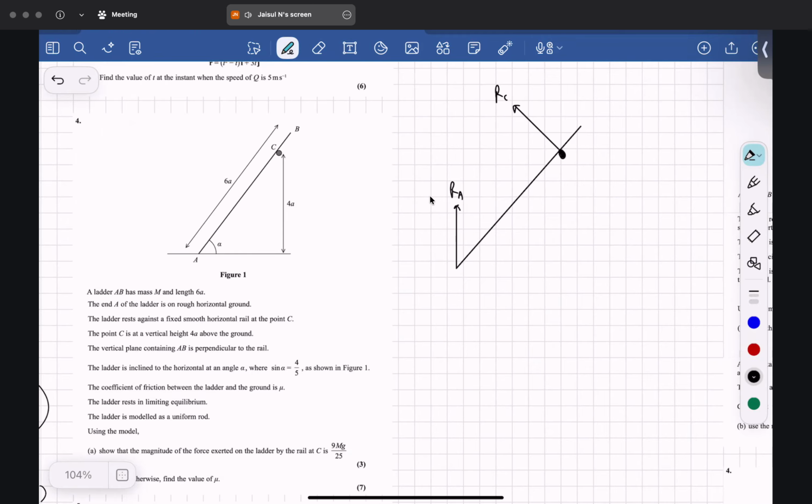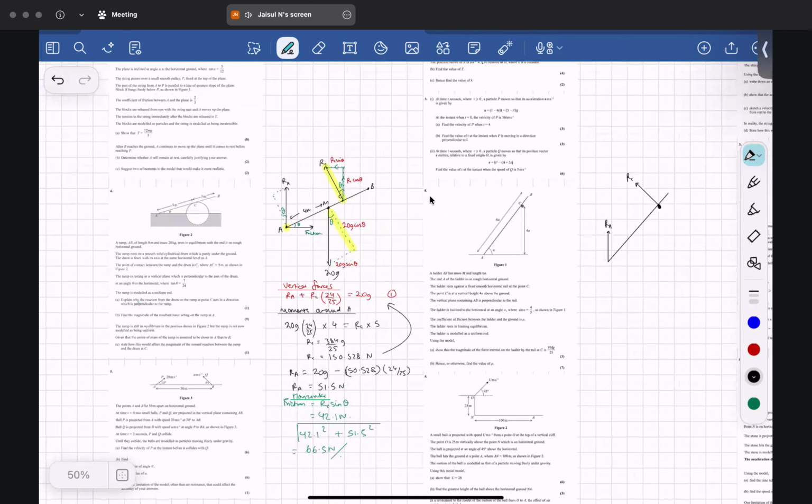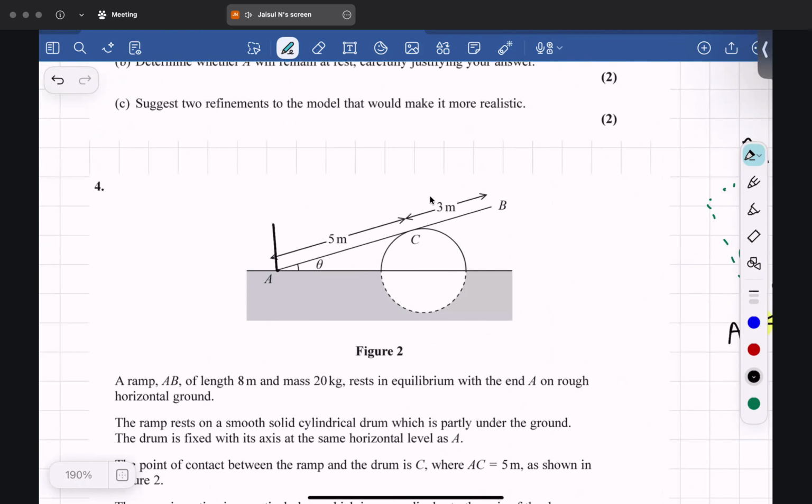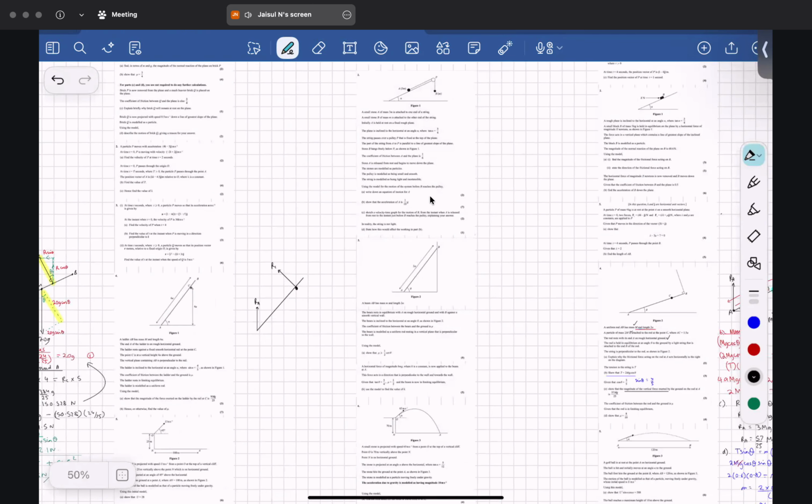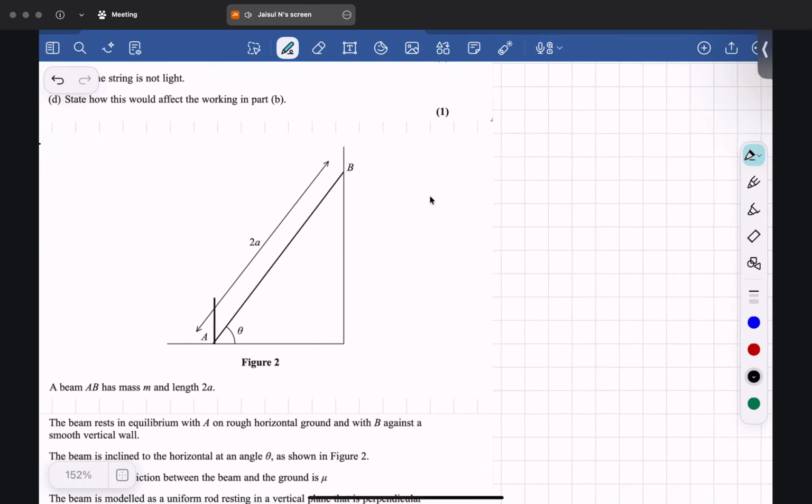So in another question, it would have an R at A, it would have an R at C. In another question, it would have an R at A, and it would have an R at B. Because it's called a normal contact force. It's perpendicular to the surface it's resting on, right?